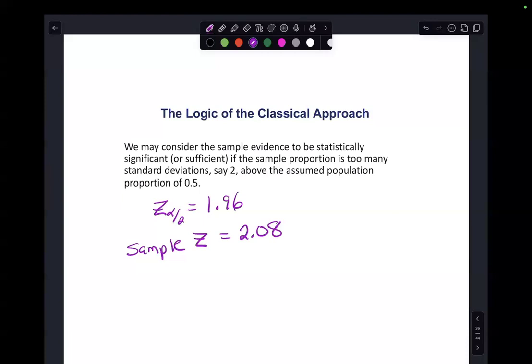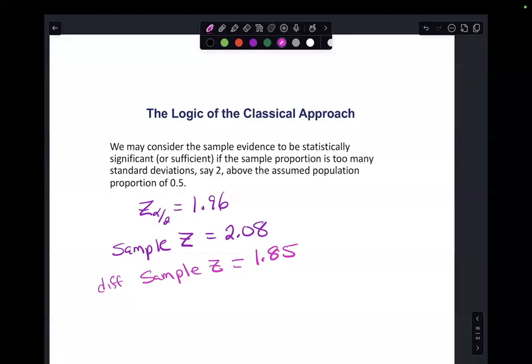This 2.08 is beyond the 1.96. This is the classical approach. Therefore, I would reject the null hypothesis. Let me take a different sample in your brain. This is a different problem. If I had a sample z-score of 1.85, that is not as extreme. It's before I hit the edge of my confidence interval. Therefore, I would fail to reject the null hypothesis. I wouldn't reject it because I'm inside. I'm less extreme than that z-score. This is what the classical approach does, if that makes sense.